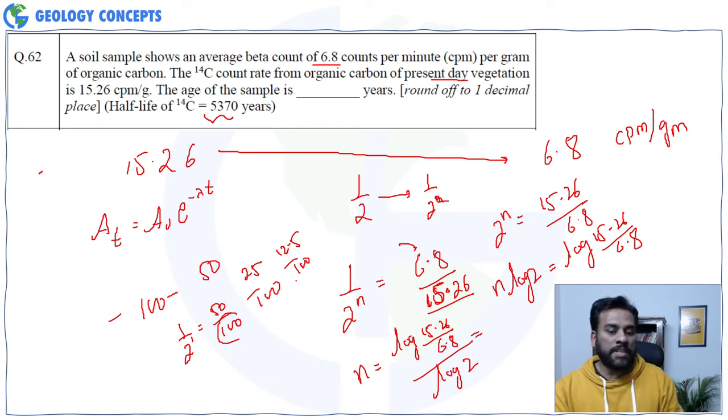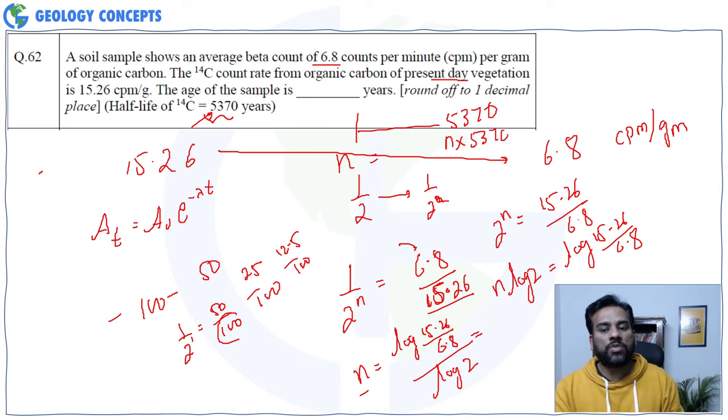Now take that value of n, which means that many half-lives have gone. It will come out to be 1.166 something. Multiply it with 5370, since 1 half life is 5370 years. So n half lives will be n into 5370 years. If you calculate this, you will get 6262.2 years. This is the correct answer. The age of the sample will be 6262.2 years. Just make sure you are using the calculator and take enough digits, because you have to round it off to one decimal. So calculate the value of n here, whatever you get, multiply that with 5370, and you will get the correct answer.